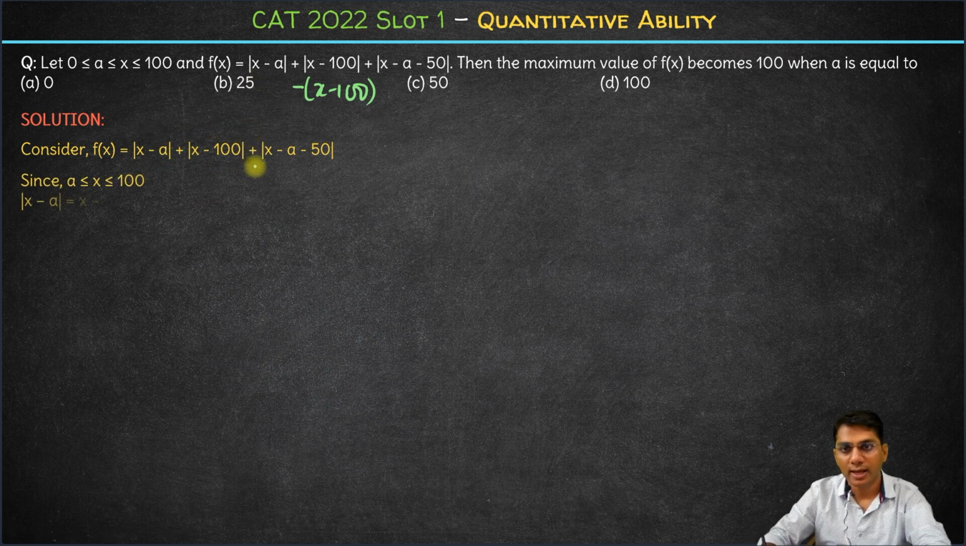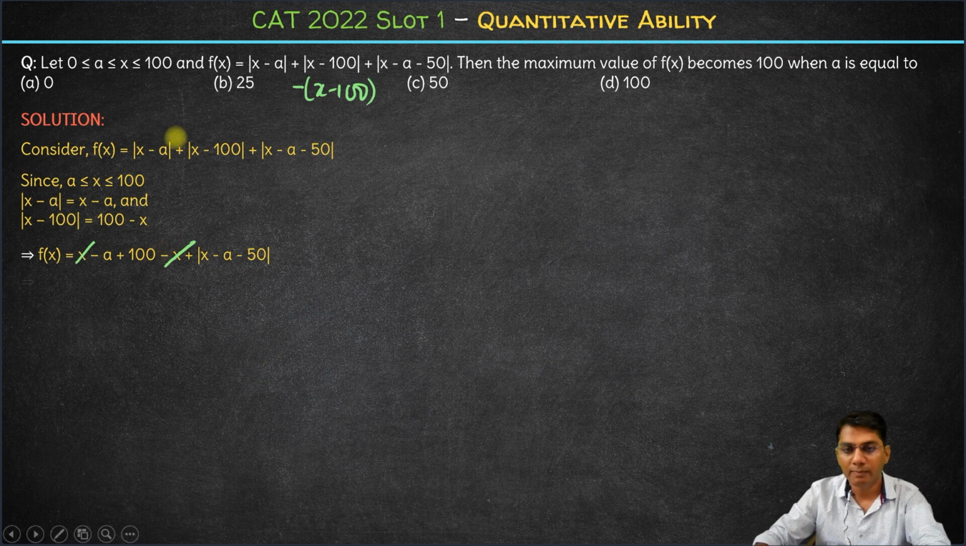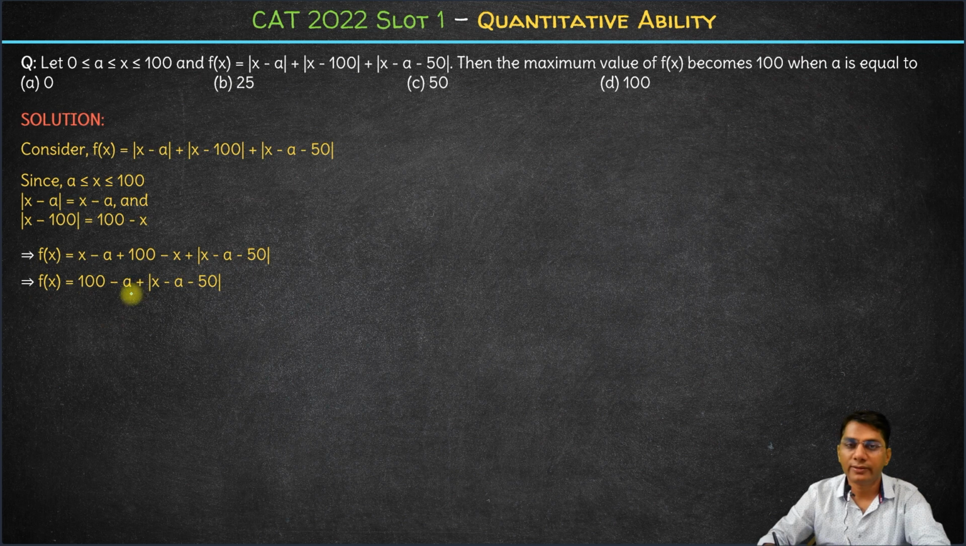Here we don't know the value of a, so we'll just keep this part as it is. So f of x becomes x minus a plus 100 minus x plus mod of x minus a minus 50. So x minus x cancels out, we have 100 minus a plus mod of x minus a minus 50. This is the value of f(x). Now the best way to solve this question is by using options and seeing for which value of a the maximum value of f(x) will be 100.